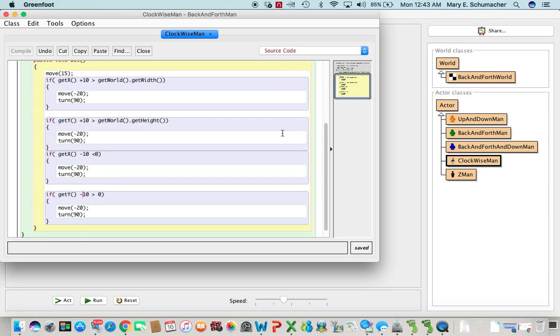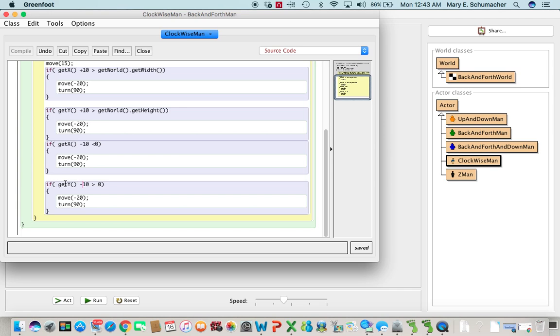So we're moving 15, then we're checking to see if his right side is greater than the width, then this would happen. If the y value plus 10, which is the bottom, is greater than the height, then we would back up 20 and also turn 90. Here we're checking to see if get x minus 10 is less than 0, then we would back up 20 and turn 90.